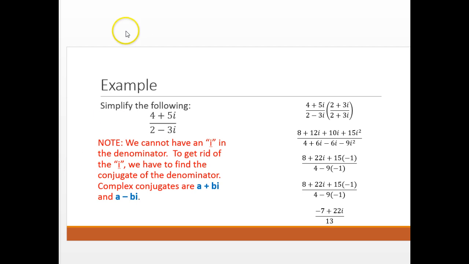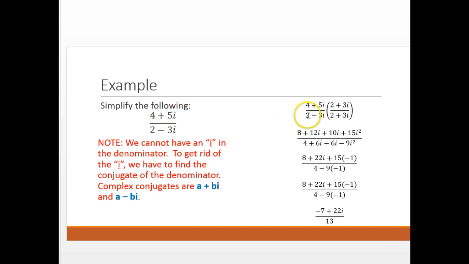The division is usually the hardest one of these. The reason we have to divide this way is that i is a radical, and by the standard rules of math, we cannot have a radical in our denominator. What we're going to use is what's called a complex conjugate. Complex conjugates are a plus bi and a minus bi. We'll apply complex conjugates to get rid of the i in the denominator. So I'm going to start off with (4 plus 5i) over (2 minus 3i).